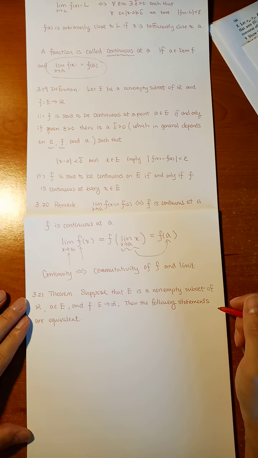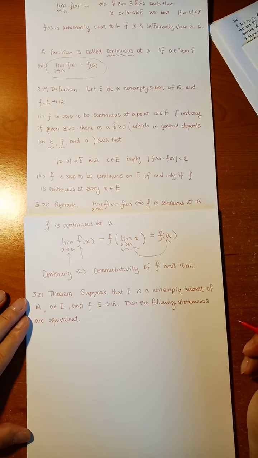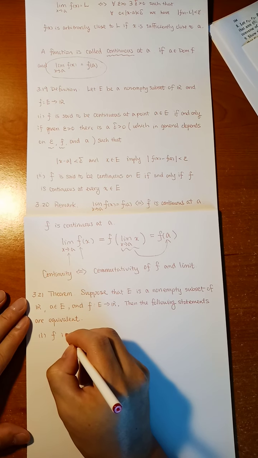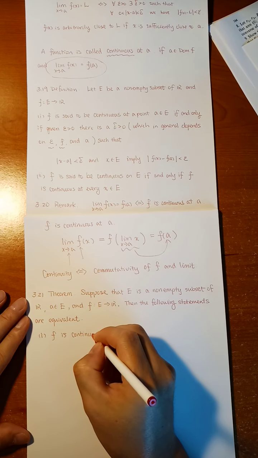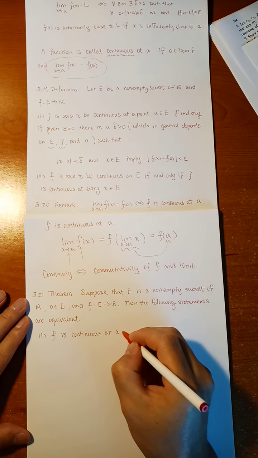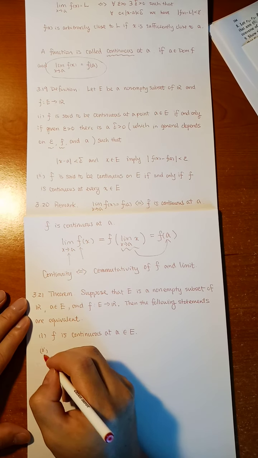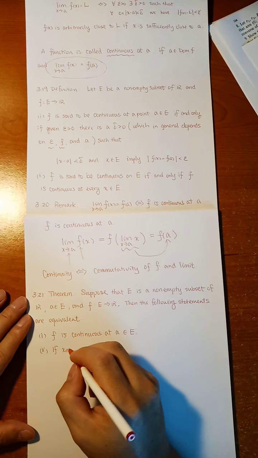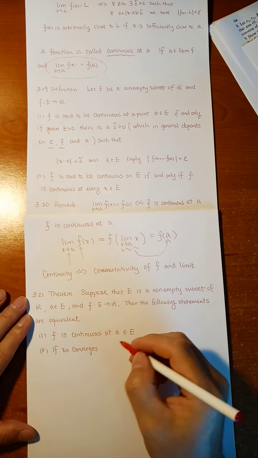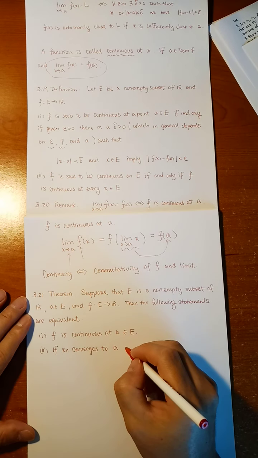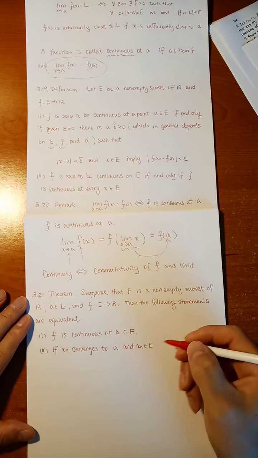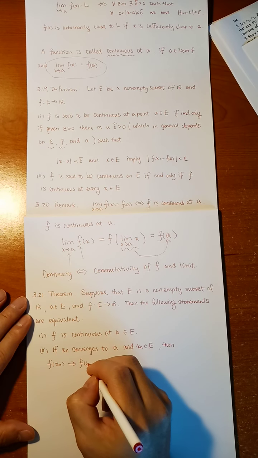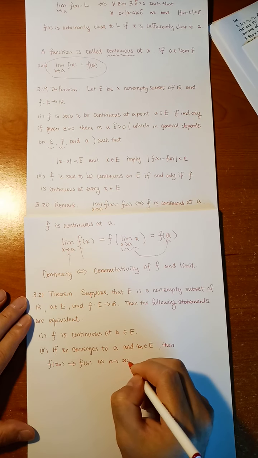Okay, the following statements are equivalent. What are the statements? 1, f is continuous at A in E. 2, if xn converges to A and xn is in E, then f(xn) converges to f(A) as n approaches infinity.